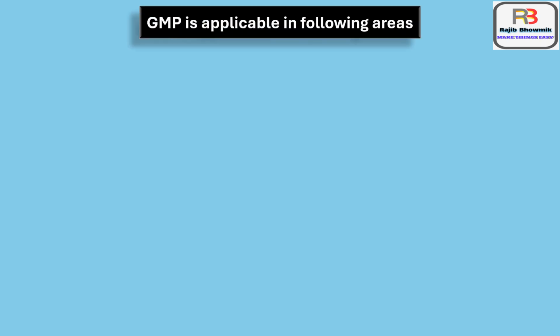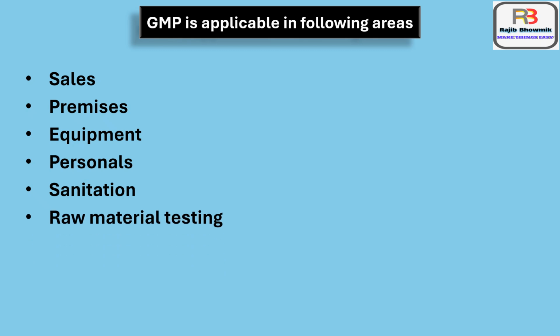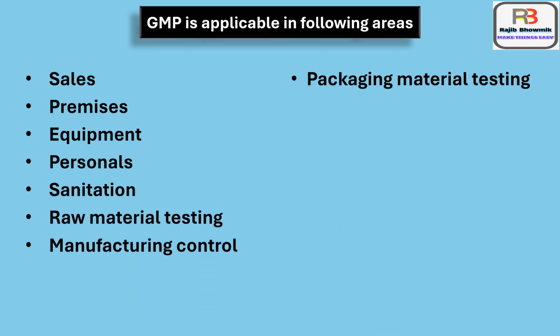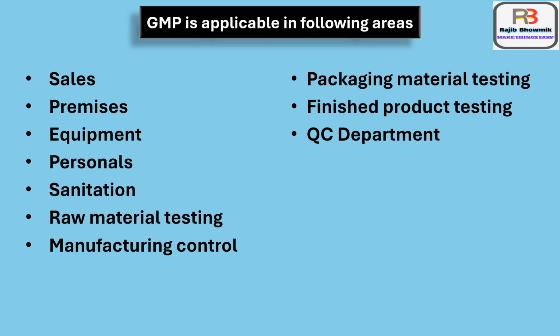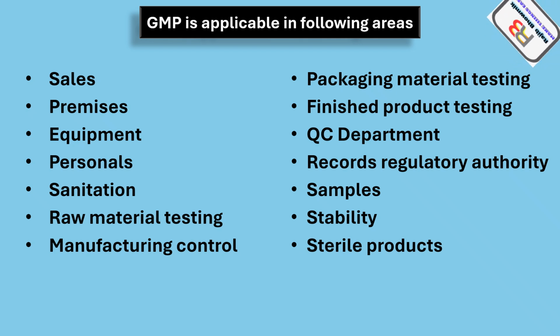GMP is applicable in following areas: sales, premises, equipment, personnels, sanitation, raw material testing, manufacturing control, packaging material testing, finished product testing, quality control department, records, regulatory authority, samples, stability, sterile products.